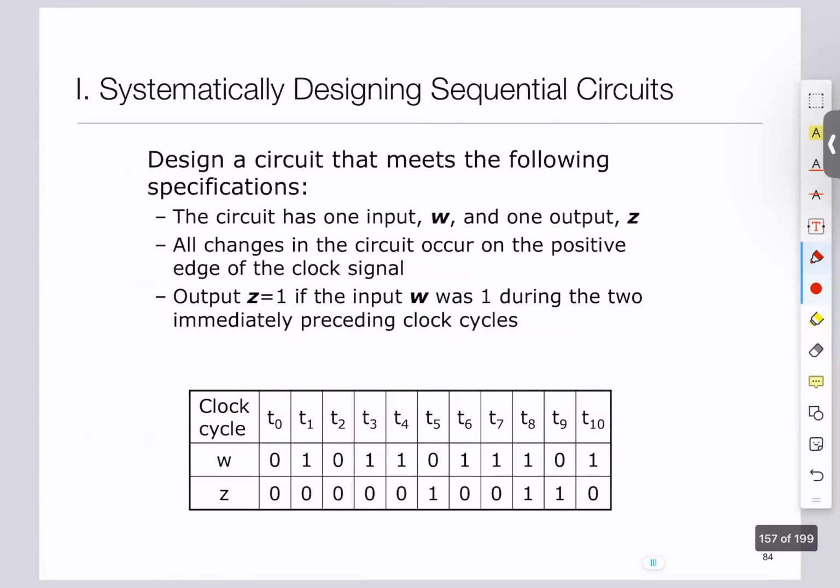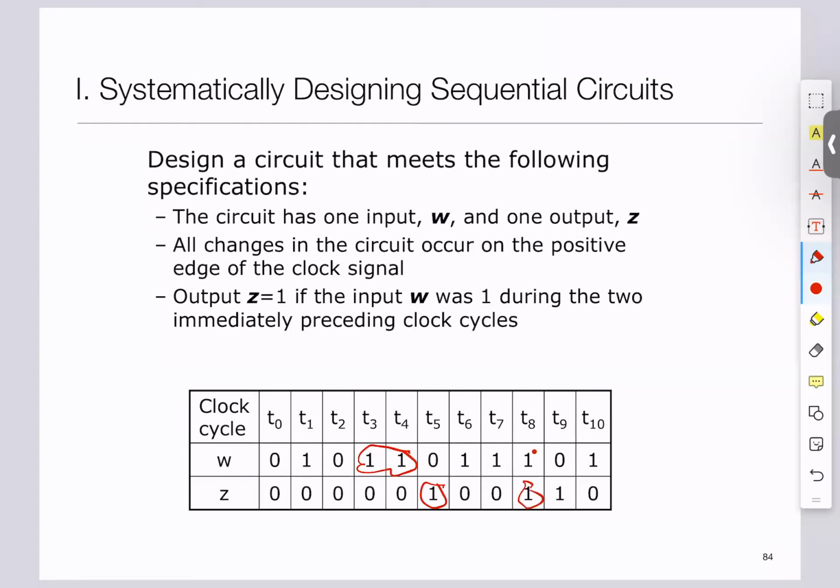So now let's look at some examples on how we go about designing sequential circuits. Some more. We saw some last time, so some more. Let's say we are designing a system which has one input W and one output Z, and we want output Z to be 1 if input W was 1 during the 2 immediately preceding clock cycles. So if you see out here, Z is 1 because these are 1.